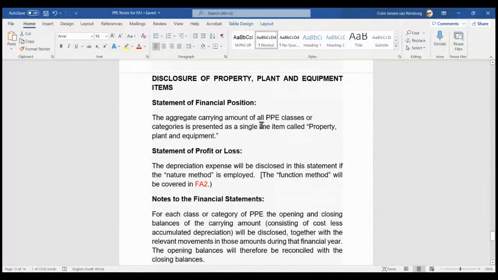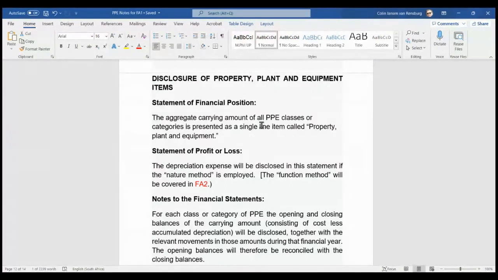When it comes to the disclosure of property, plant, and equipment, we are going to talk about various categories of non-current assets in financial accounting. We get property, plant, and equipment. We get financial assets. We get biological assets. We get intangible assets, all sorts of non-current assets. So property, plant, and equipment is one of the categories of non-current assets, right?